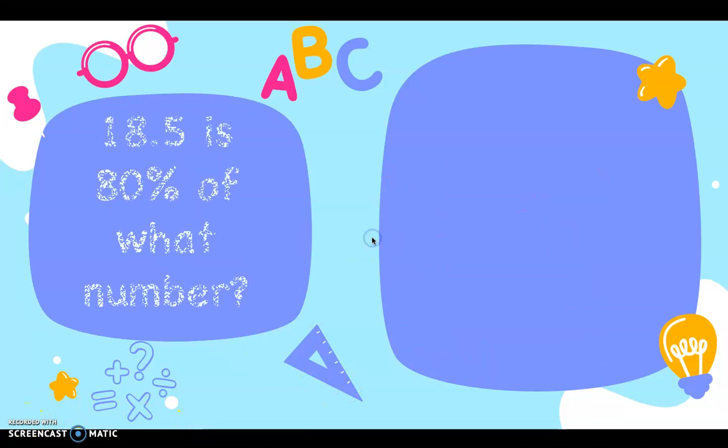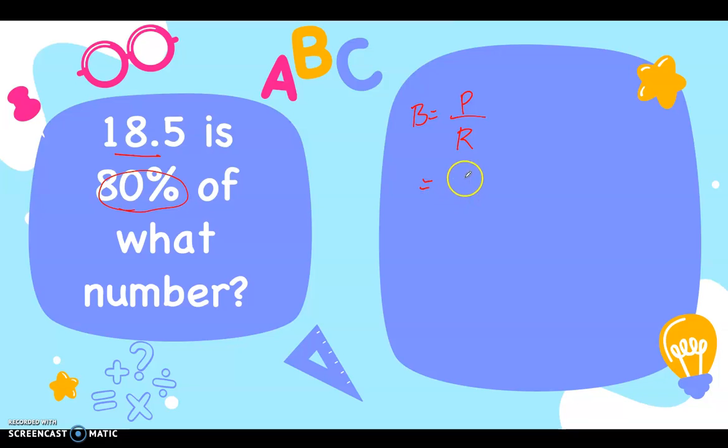Next example, we have 18.5 is 80% of what number? Okay, so as you can see, our missing here is the base. Since this 18.5 is 80% of that certain number that we don't know, and that is the base. And that's what we're looking to find. We have percentage divided by the rate. So the percentage is 18.5 divided by the rate. If you're going to move it 2 places to the left, we have 1, 2, it becomes 0.8.